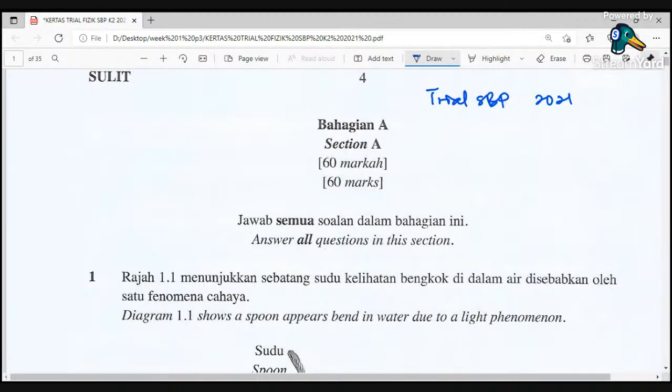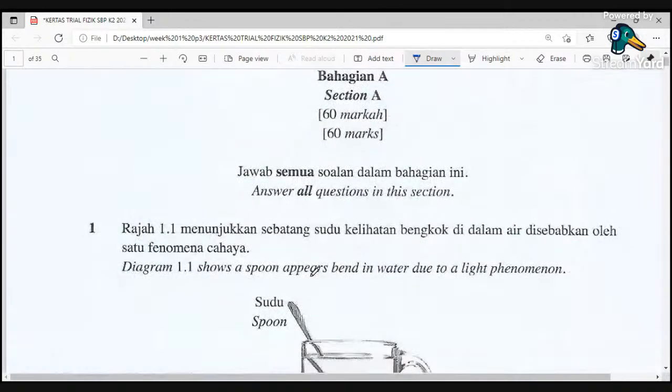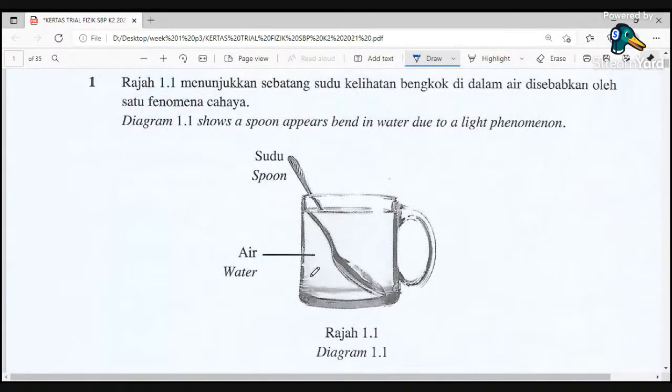Okay, number 1. Diagram 1.1 shows a spoon appears bent in water due to light phenomenon. So I think you can see the clue given over here. This phenomenon, you can see the spoon appear bent. So the phenomenon related is a refraction of light. You must be able to relate to the phenomenon of wave in this case, which is refraction.